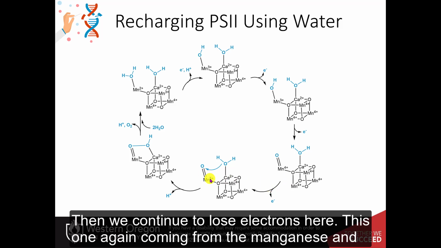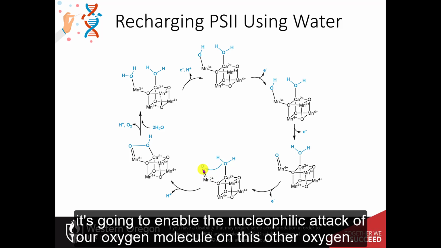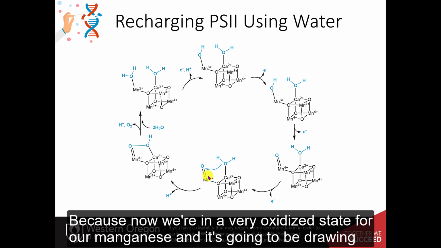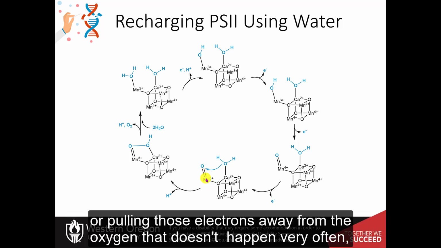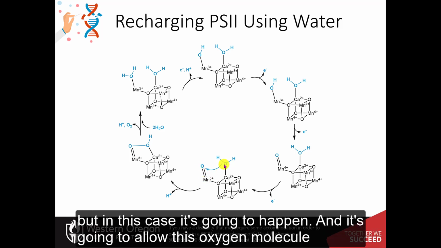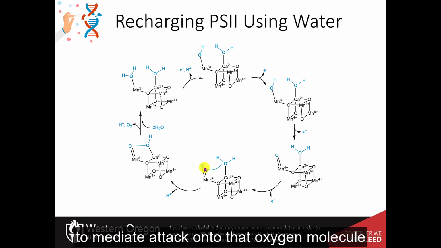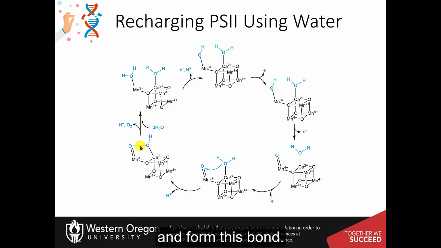This one again coming from the manganese, and it's going to enable the nucleophilic attack of our oxygen molecule on this other oxygen, because now we're at a very oxidized state for our manganese, and it's going to be pulling those electrons away from the oxygen. That doesn't happen very often, but in this case it's going to happen, and it's going to allow this oxygen molecule to attack onto that oxygen molecule and form this bond.